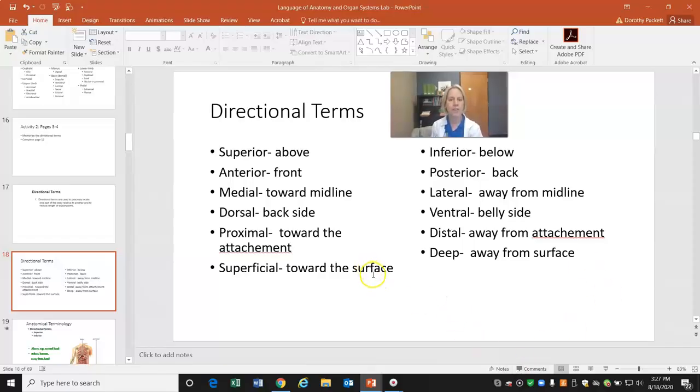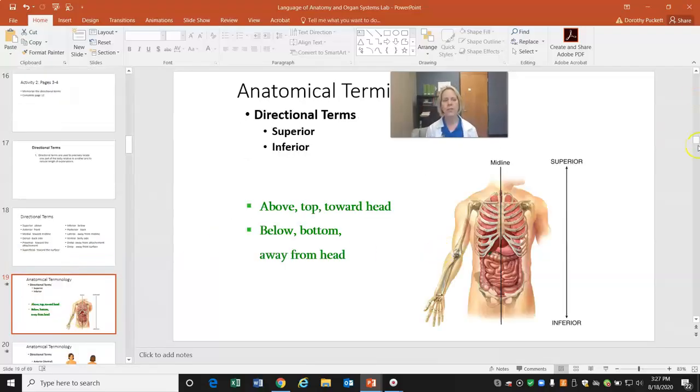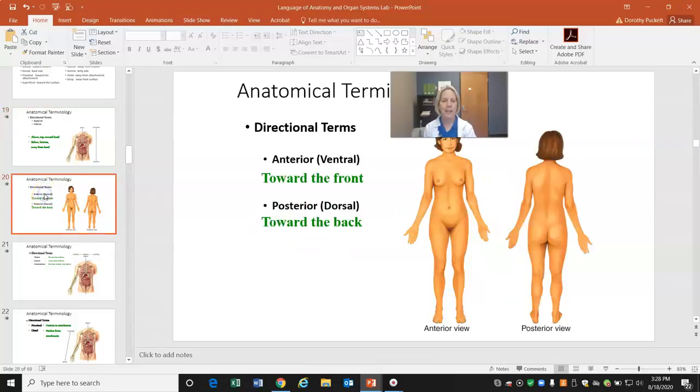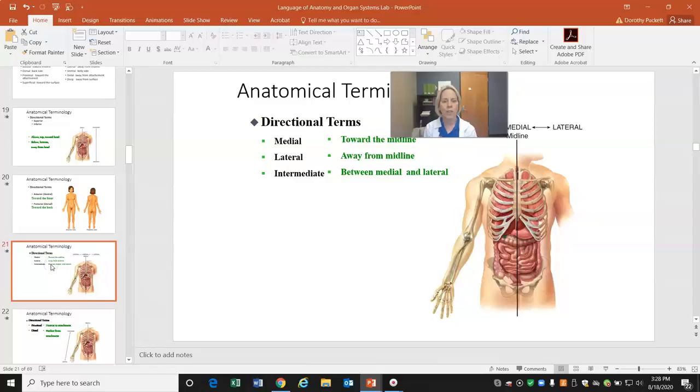Superficial, toward the surface, and deep, away from the surface. So it gives you some more examples of these here, and in your lab manual it also gives you examples. So I want you to do activity number 2 in your lab manual, practicing using the correct anatomical terminology. And you can look at other pictures showing you these directional terms you want to know.